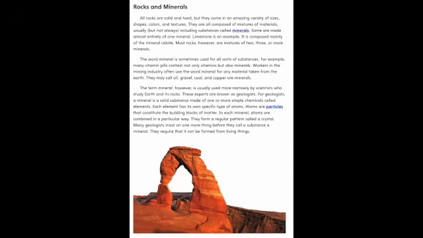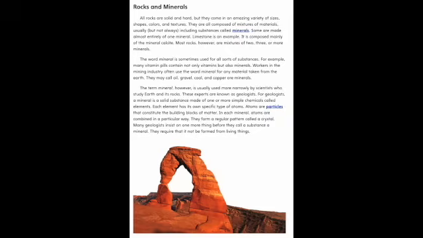The word mineral is sometimes used for all sorts of substances. For example, many vitamin pills contain not only vitamins, but also minerals. Workers in the mining industry often use the word mineral for any material taken from the earth. They may call oil, gravel, coal, and copper ore minerals. The term mineral, however, is usually used more narrowly by scientists who study Earth and its rocks. These experts are known as geologists.